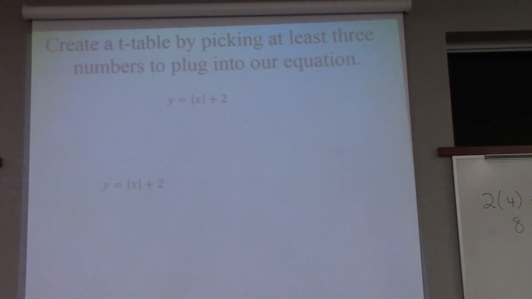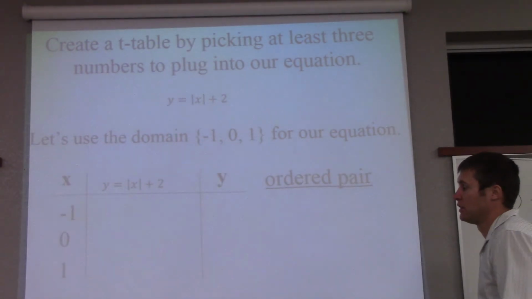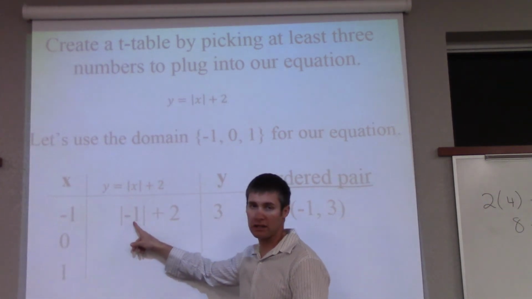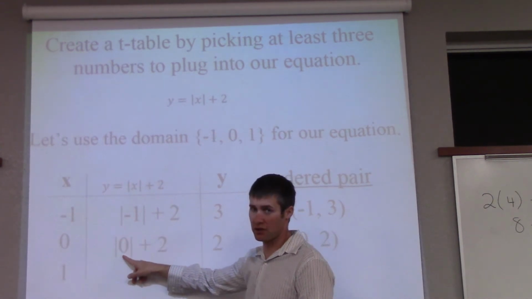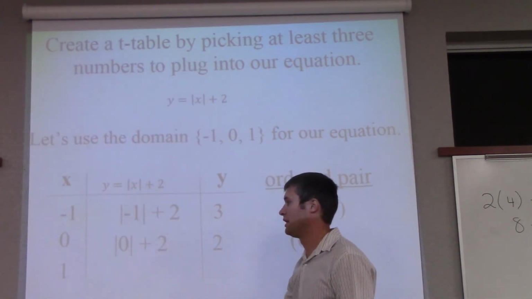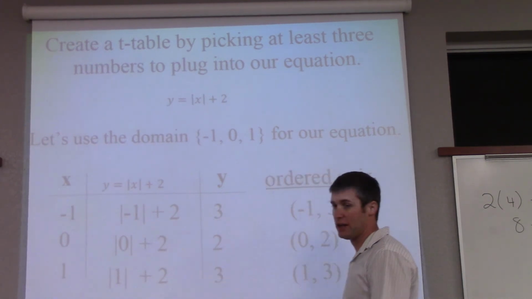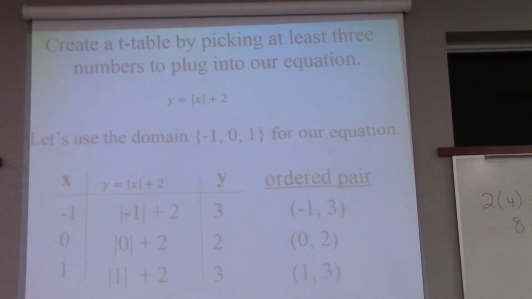If you go through here, y equals the absolute value of x plus 2. Remember, absolute value means it's always positive. Again, I choose -1, 0, 1. When I plug in -1, the absolute value of -1 is 1, plus 2 is 3. Plug in 0, the absolute value of 0 is 0, plus 2 is 2. Plug in 1, the absolute value of 1 is 1, plus 2 is 3. So anytime we take absolute value, it's positive. Now we have my ordered pairs.